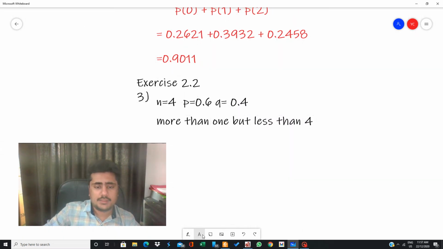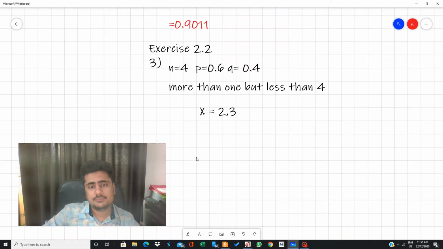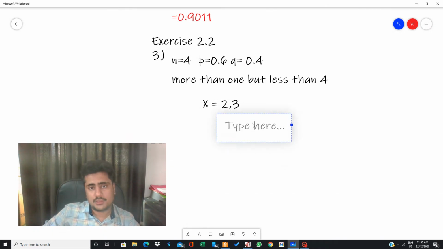Now, what is your x? Your x must be more than 1 and less than 4. That means your x should be 2 and 3. More than 1 and less than 4, your x should be 2 and 3.